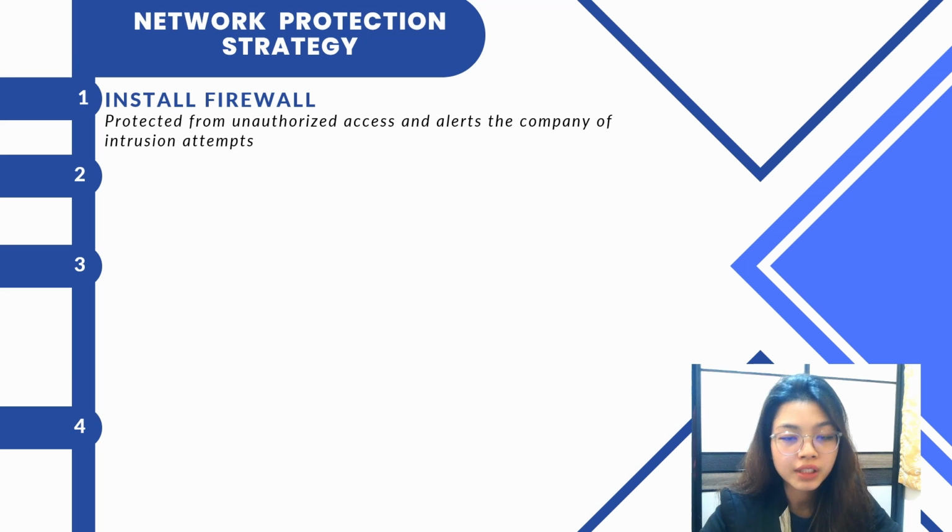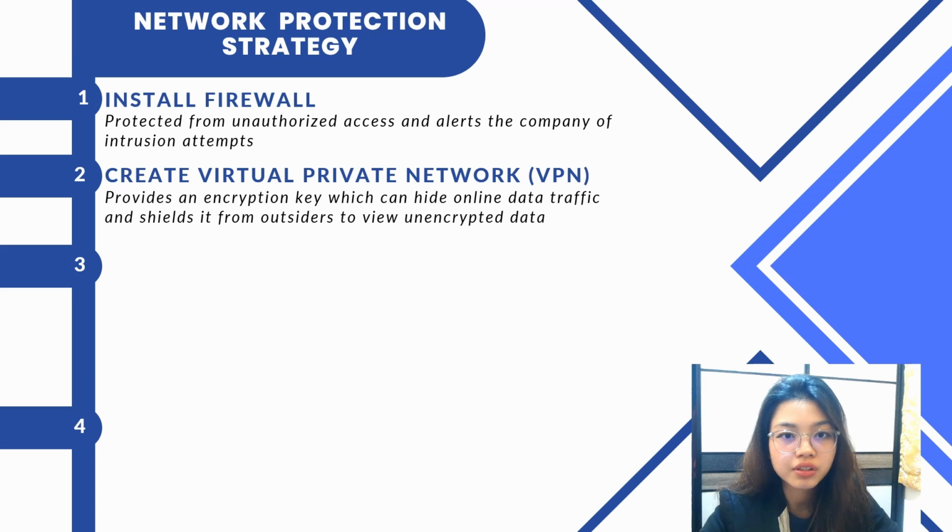The next network protection strategy is creating a virtual private network, also known as a VPN. A VPN creates a secure connection between the user and the internet by providing an encryption key. This encryption key can hide online data traffic and shield it from outsiders who would view unencrypted data.